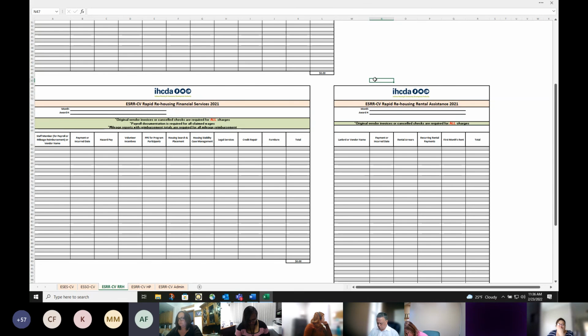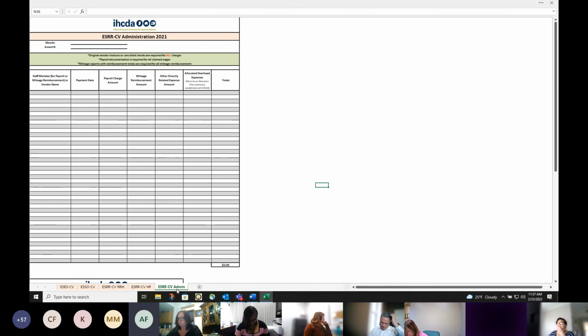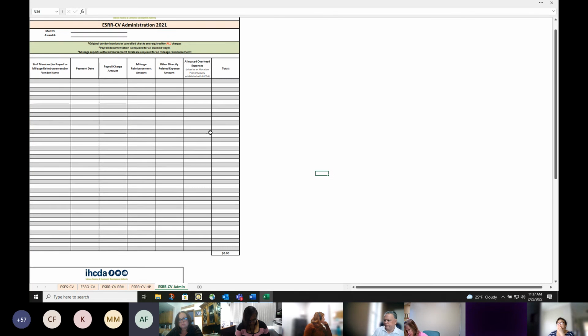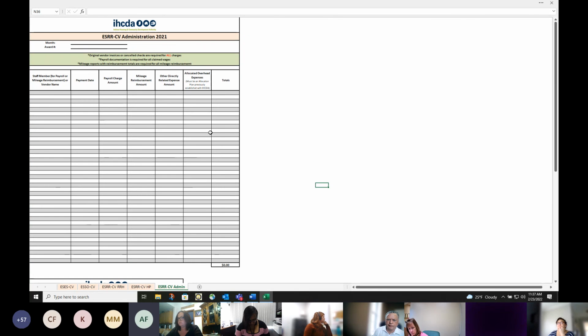I do want to point out really quickly, one of the things that we've had some confusion on is the difference between admin and case management. You will see a column for case management. If you're claiming that time, make sure you're putting your case management time under the correct column, and you're not putting that under admin.